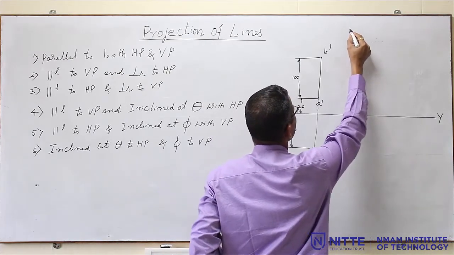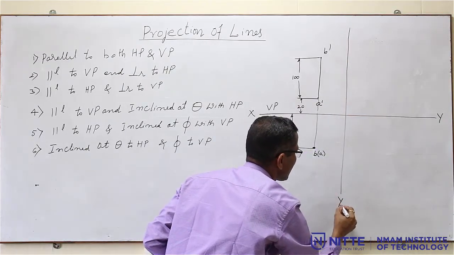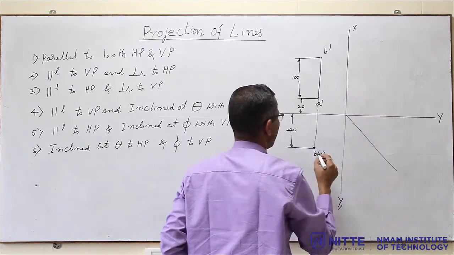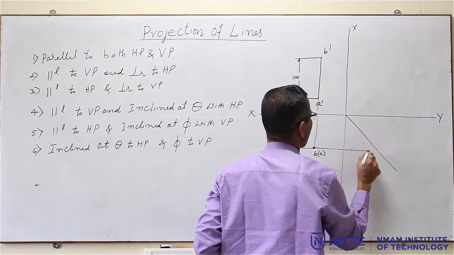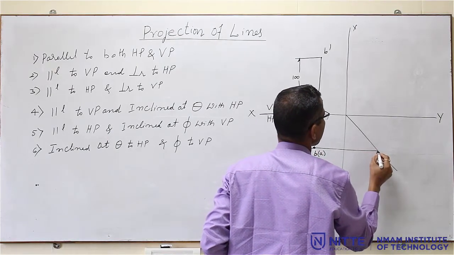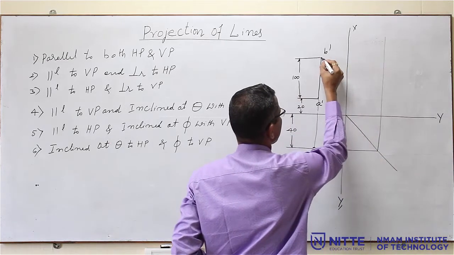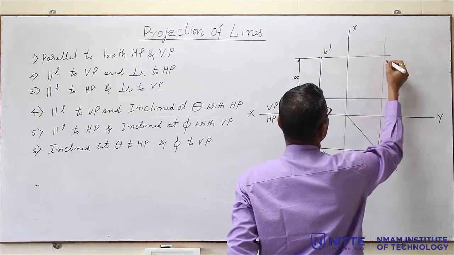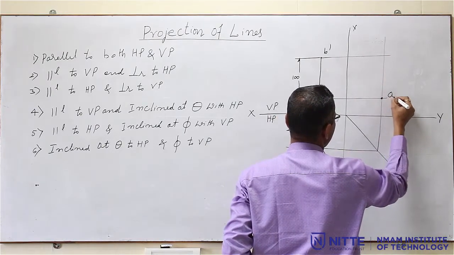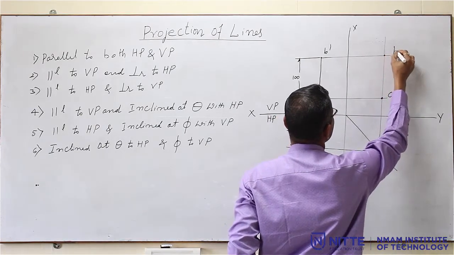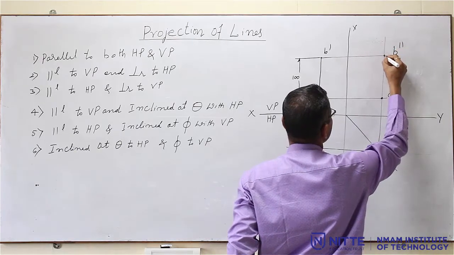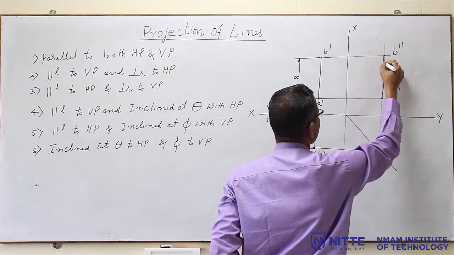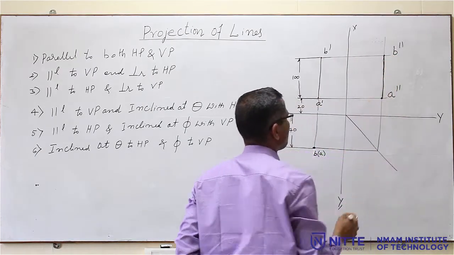Now, for the profile view, draw the x1 y1 line at 45 degrees, then project the top view, move towards the front view, then project the front view. So, this is A double dash, this point is B double dash, and join it by a dark line. This is the profile view.